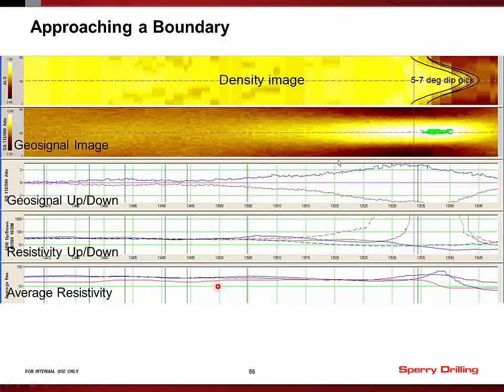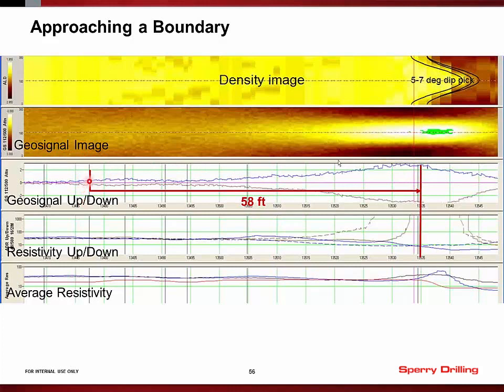Down here we've got the average resistivity, which really doesn't do anything at all until we get very close to the boundary. We see some slight separation here before we go through the boundary. So what this is meant to illustrate is the value of the geosignal data. It gives us a very early warning relative to the other measurements. If you put some numbers on this, it's about, in this case, 58 feet prior to the boundary.